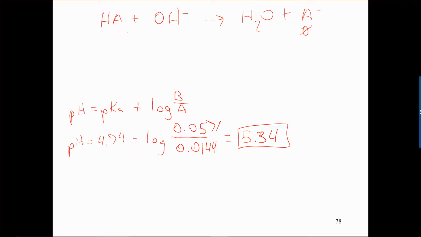Did you say equilibrium? Oh, I did, my bad. Equivalence and equilibrium are not the same thing. So I'm trying to reach the equivalence point, or the end point, of the titration.